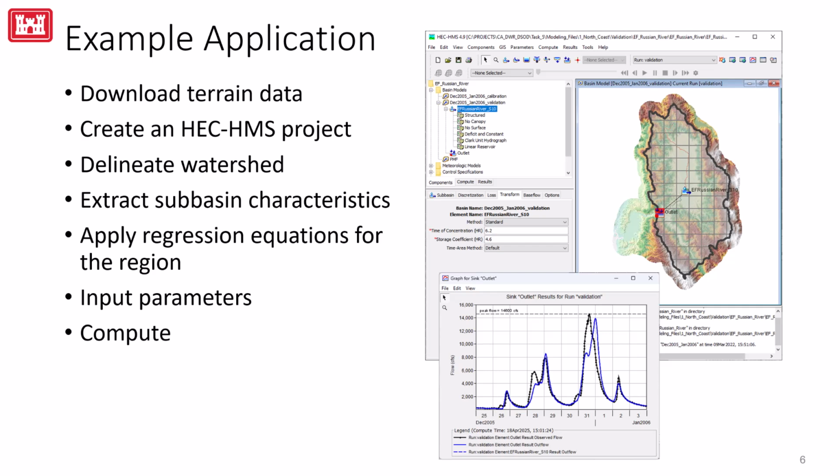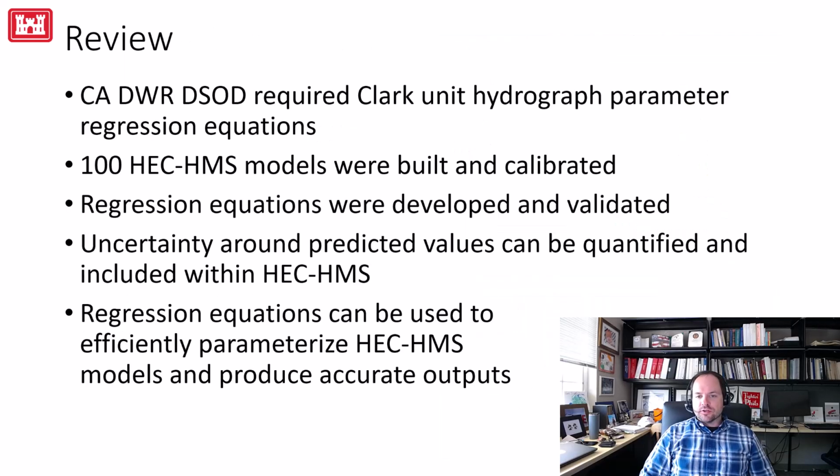Terrain data was first downloaded, an HMS project was created, basin elements were delineated, subbasin characteristics were extracted, and then the previously mentioned regression equations were used to predict Clark parameters. The precipitation runoff process was then simulated for a large event. The time necessary to complete this analysis was approximately 1 hour, which is extremely efficient and extremely accurate in generating these results shown here.